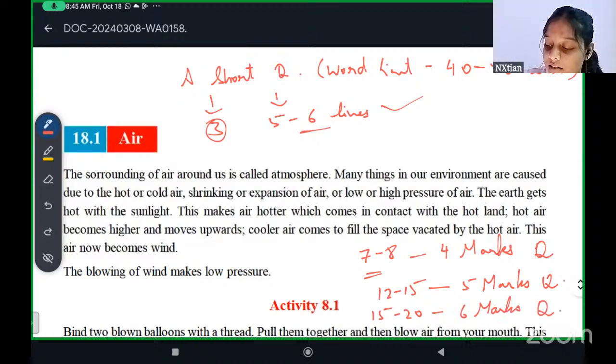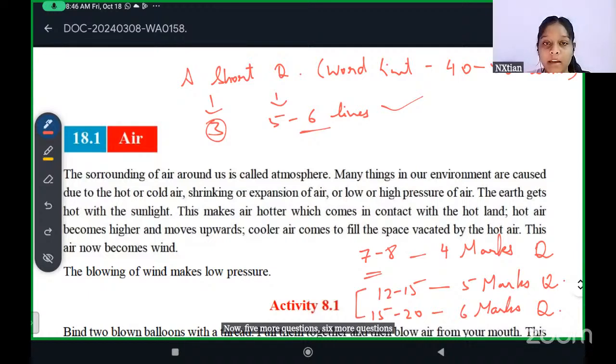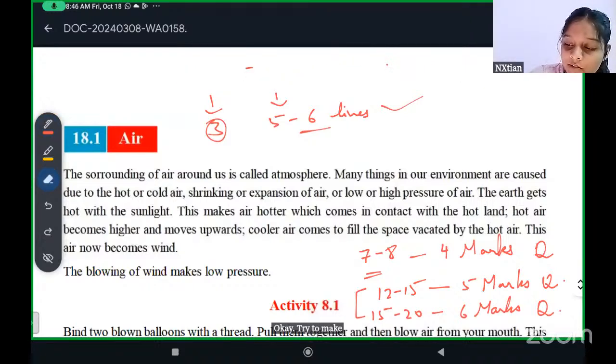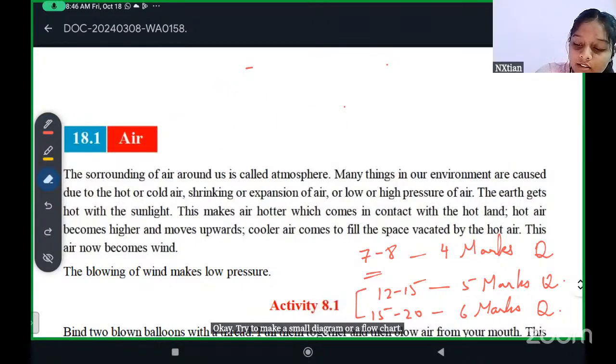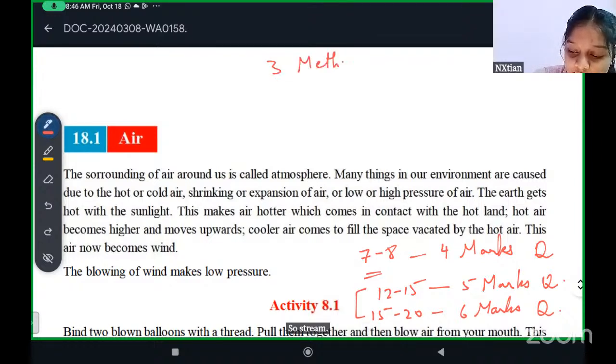Now, for 5-mark and 6-mark questions, I expect something extra from you. Suppose you've written a 12-line answer. With that, try to make a small diagram or a little flow chart of it. Suppose I have 3 methods of irrigation. 1, 2, 3.